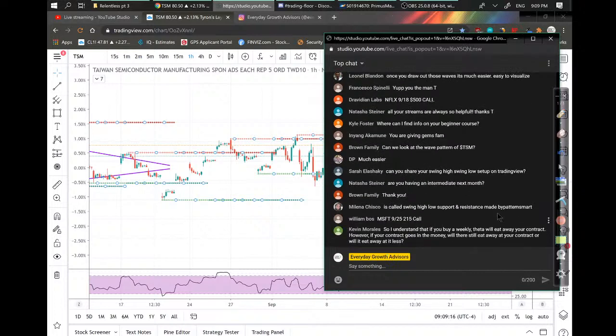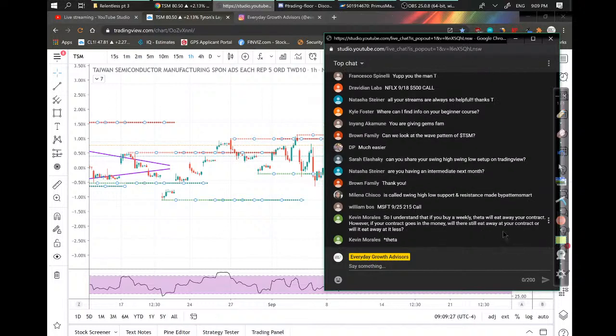Is swing high support resistance made by pattern smart? Yes, it is. William, I'm sorry, we're not doing breakdowns today. So I understand that if you buy weekly, theta will eat away your contract. However, if the contract goes into the money, is there still a way to eat away your contract? Yes, it will eat away at your contract, irrespective of whether you are in the money or not.